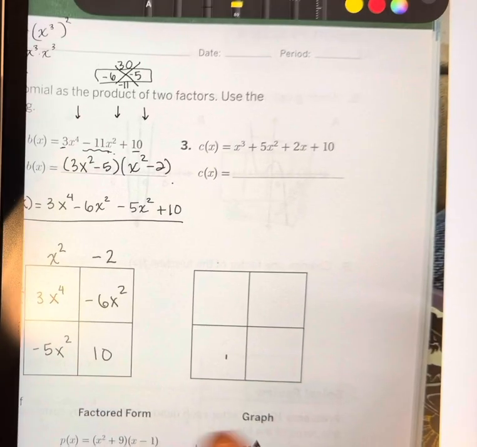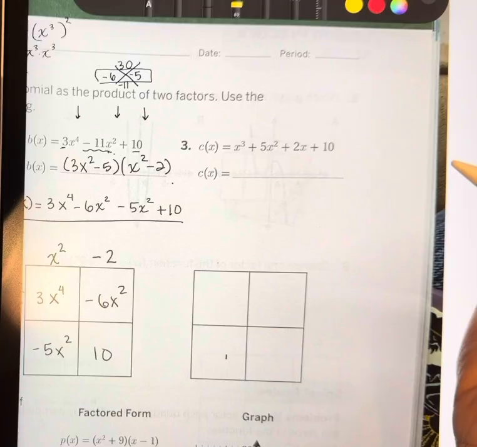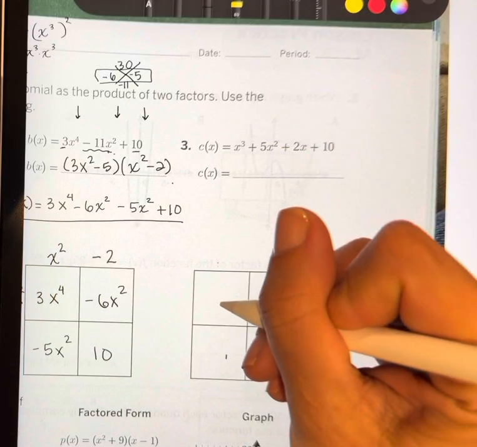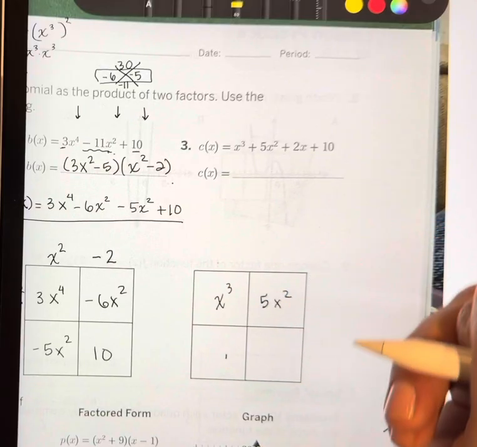Okay, last one. This one, this is a cubic polynomial with 4 terms. So we try to see if it'll factor using the box. Let's give it a shot.